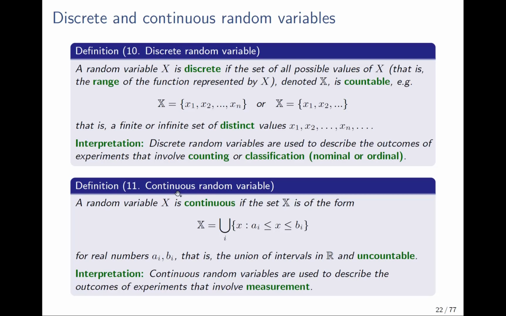A continuous random variable is one that has a set of values that take this form here. So essentially, a continuous random variable can take any value on the real line, and here we've written it as, for any two real numbers a_i and b_i, the continuous random variable is the union of intervals in R. Crucially, unlike discrete random variables, it's uncountable. So the range of X is uncountable. And in terms of interpretation, continuous random variables are used to describe the outcomes of experiments that involve measurement. And again, we talked about that in the previous part of the lecture.